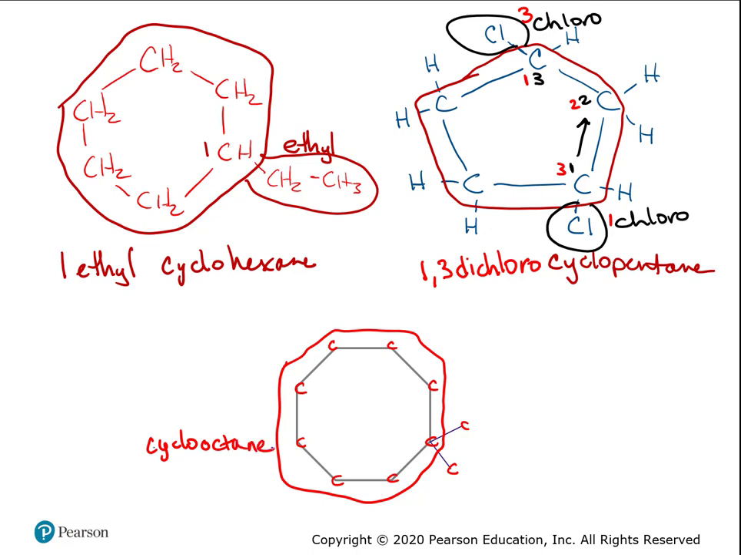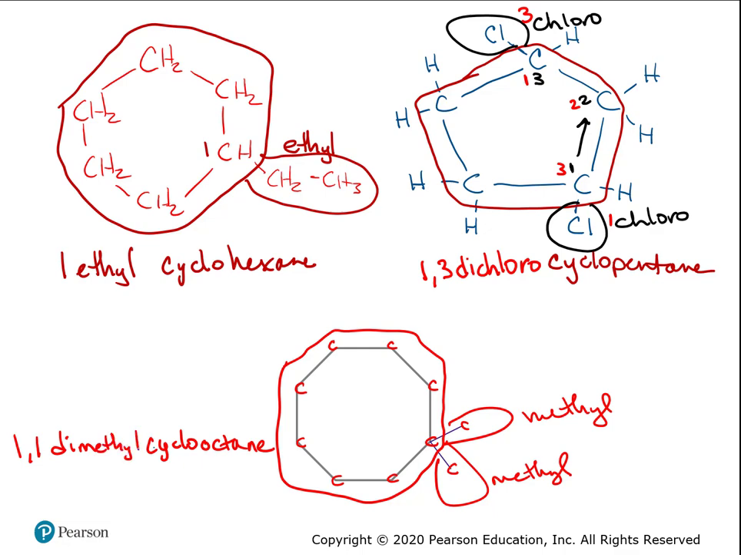So what else do I have to name? What are those lines sticking out? This is a methyl. And this is a methyl. And they would be on carbon number 1, because remember, you start where there's a non-hydrogen group hanging. And that's the only one, so you don't even have to make any decisions. So this would be 1,1. And what do I write that as? If there's 2 methyls, it is dimethyl. 1,1-dimethylcyclooctane.